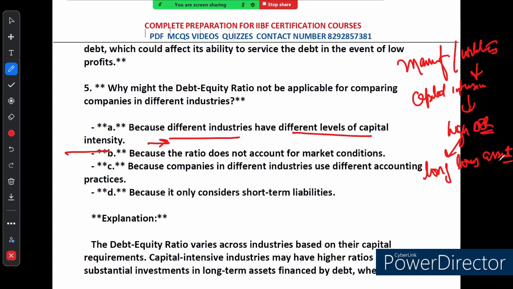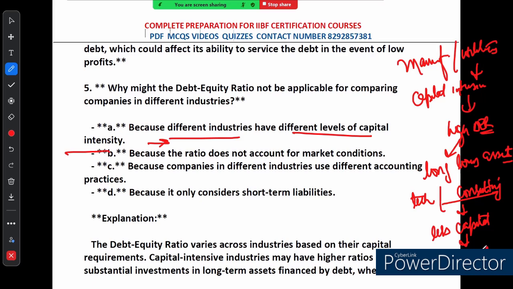On the other hand, industries like technology, or suppose the consulting industry, which are less capital intensive, might have a lower DER, right? Why? Because this difference makes direct comparison between companies in different industries less meaningful, right? So option A is the correct one.